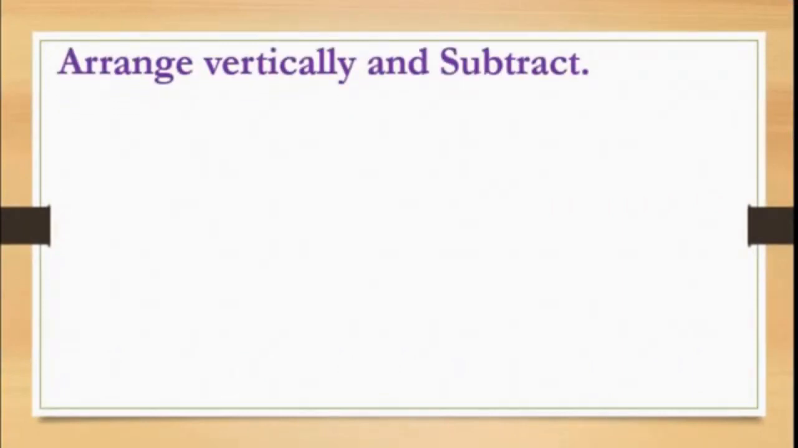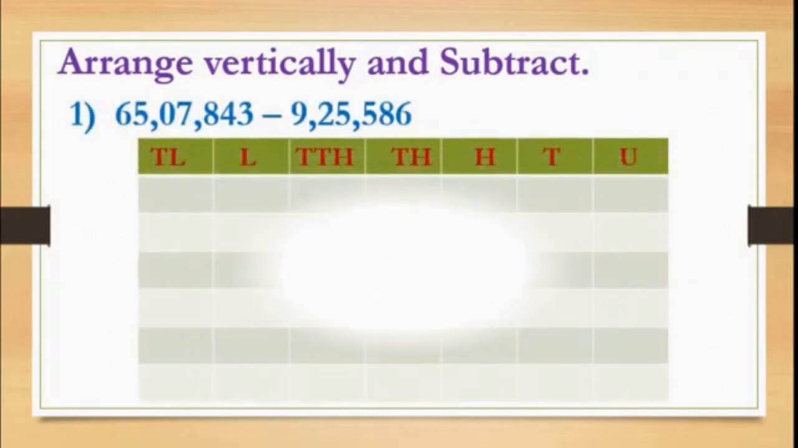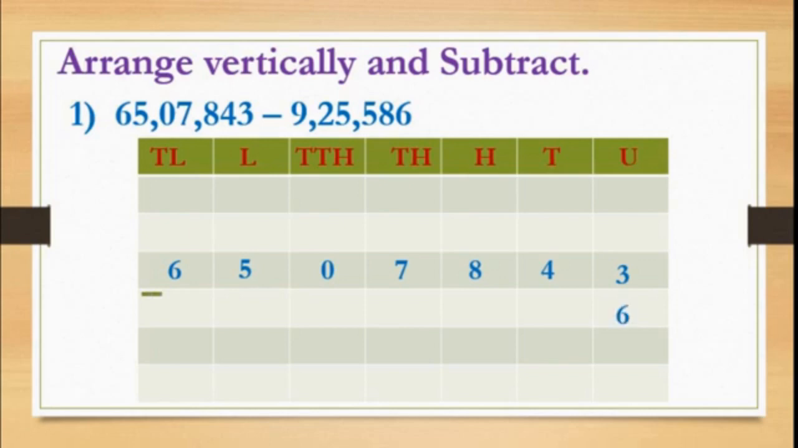Arrange vertically and subtract. You know, students, vertically means we will write the numbers one below the other. This is a 7-digit number. First we will write the digits in the proper columns. Now we will start from the units place and we will move up to the 10 lakh place. Okay, we will write the second number below the first number. See? Okay, now we have written both the numbers.